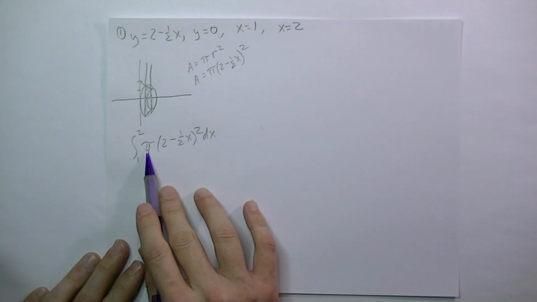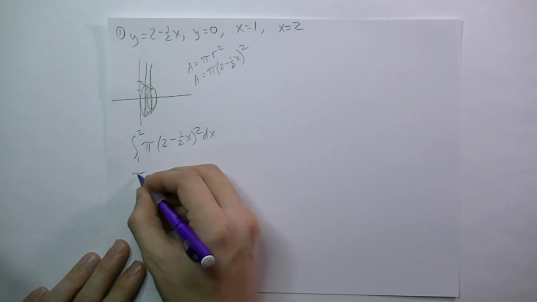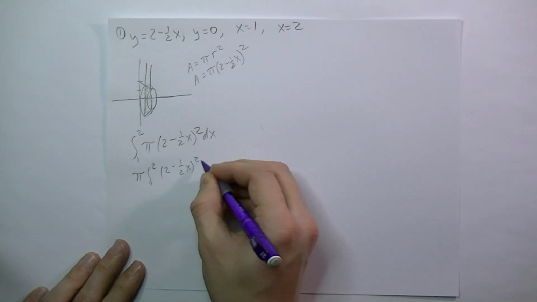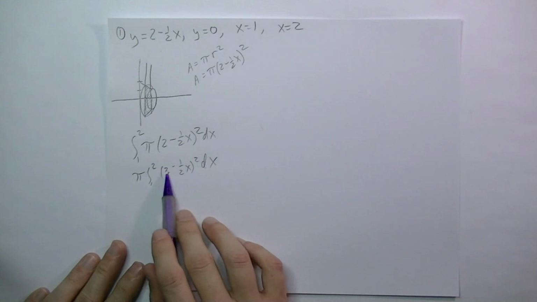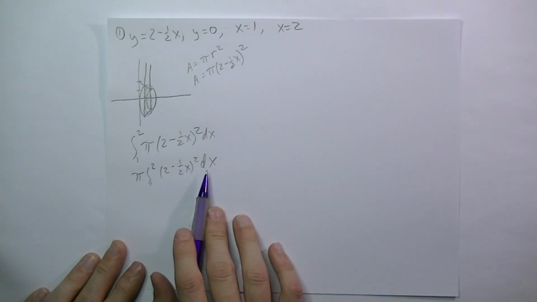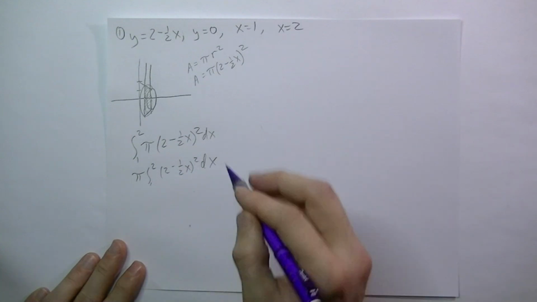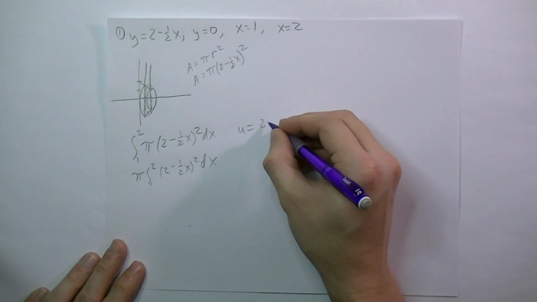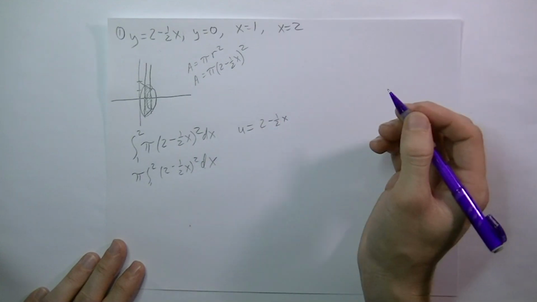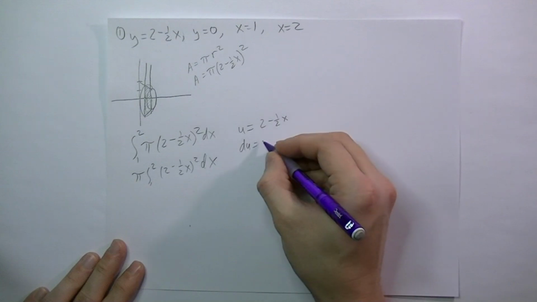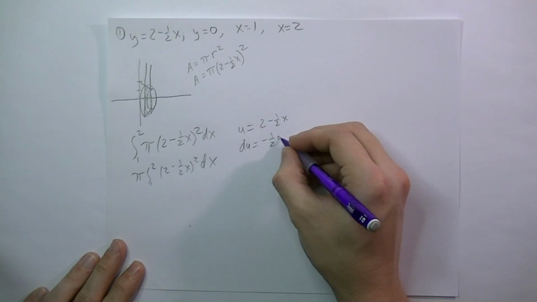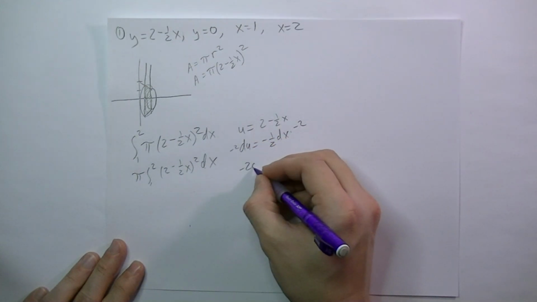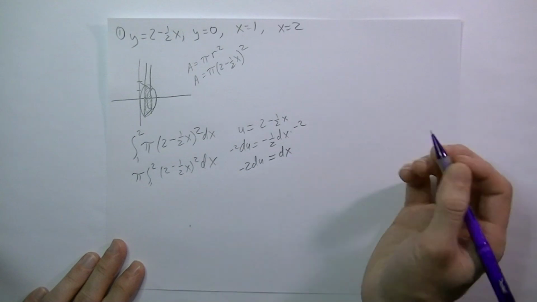Now, this pi is a constant. It factors out front. And there's two ways I can integrate this. I can either FOIL this out and then integrate it as normal, or I can use a substitution. I'm going to use a substitution. I'm going to use u equals 2 minus 1/2 x. Alright, so that du equals negative 1/2 dx, and I multiply both sides by negative 2, and I get negative 2 du equals dx.